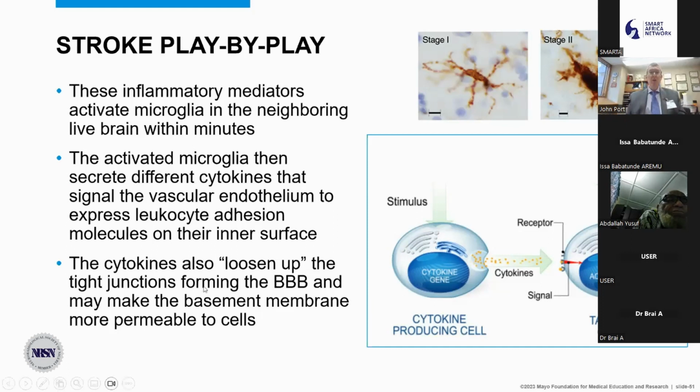So the cytokines also loosen up those tight junctions. Those tight junctions between vascular endothelium will resorb. And now we start to get leaky. The basement membrane becomes more permeable. And so we've called for the immune system, and now we wait. We don't have to wait for long.